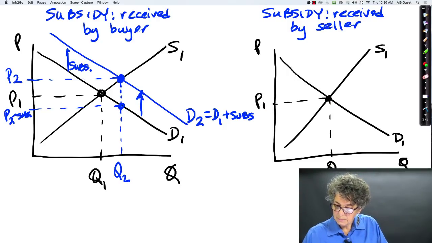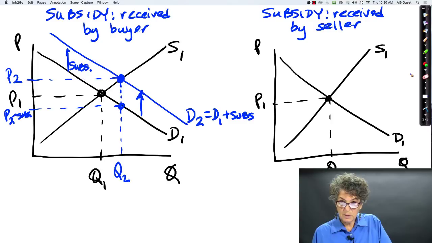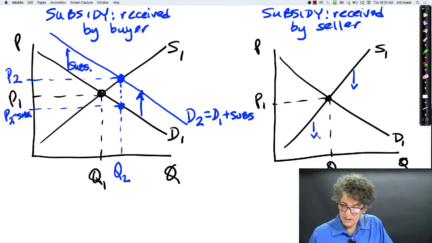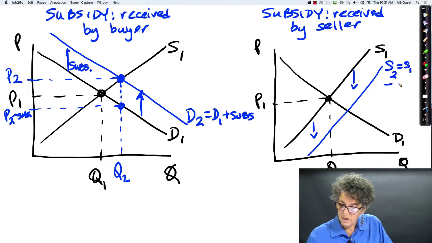Now in this case, let's suppose that we have a subsidy, but this time the subsidy is received by the seller. If the subsidy is received by the seller, what that's doing is it's lowering the costs that the seller is incurring for producing and selling this product. And so the supply curve for the seller shifts down by the amount of the subsidy. So supply curve S2 is equal to supply curve S1 minus the amount of the subsidy.